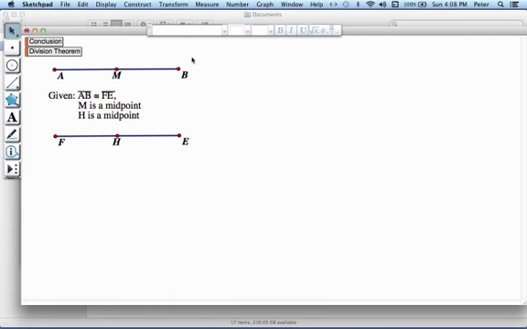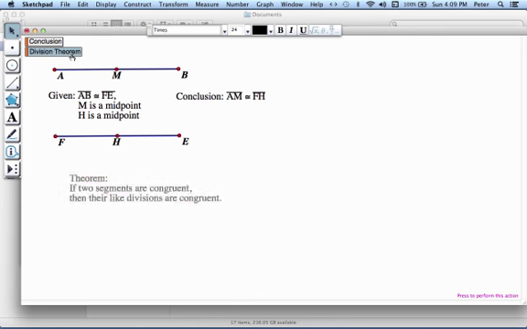Division is very similar to multiplication, but we're moving in the opposite direction. So here, imagine we were told that AB is congruent to FE. So in other words, the large segments are congruent, but also that M and H were both midpoints. What conclusions could you draw about AM and FH? Well, hopefully you recognize that AM would have to be congruent to FH because they are both 1/2 of a larger segment that were congruent. And that's the division theorem. If two segments are congruent, like AB and FE, then their like divisions are congruent.